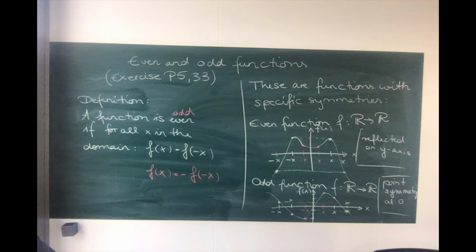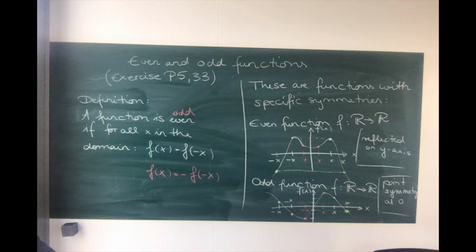A function is odd if for all x in the domain, the function value of x is equal to minus the function value of minus x. f of x equals minus f of minus x. That means the difference between the definition of an odd and an even function lies in one extra minus for the odd function. This has a geometric interpretation.